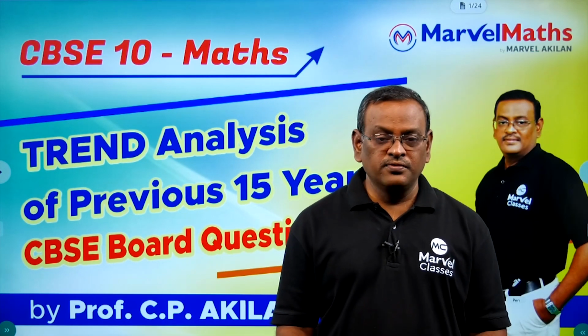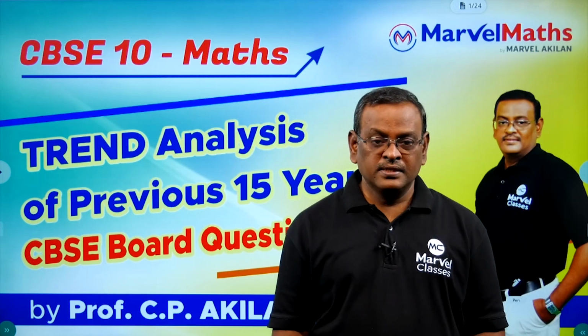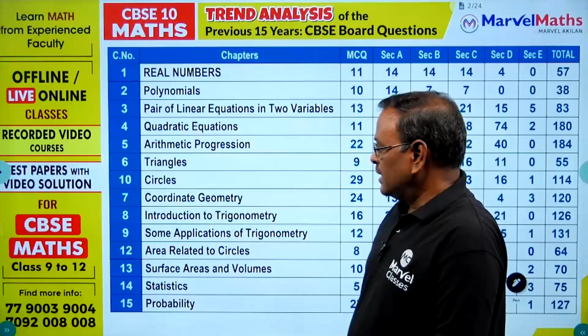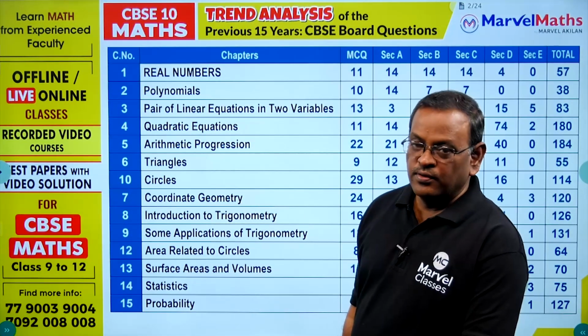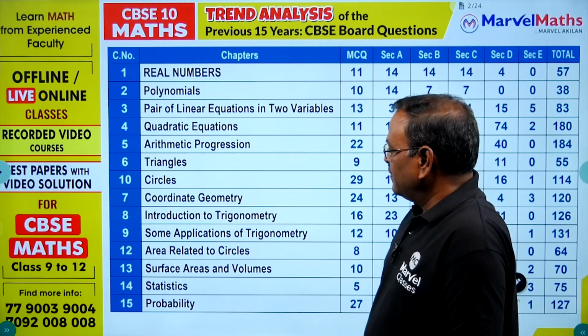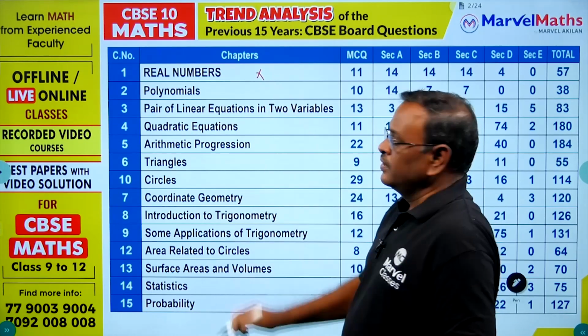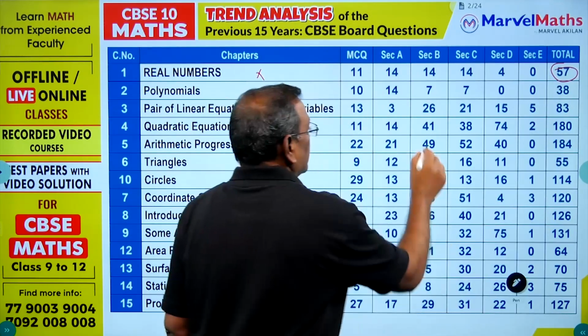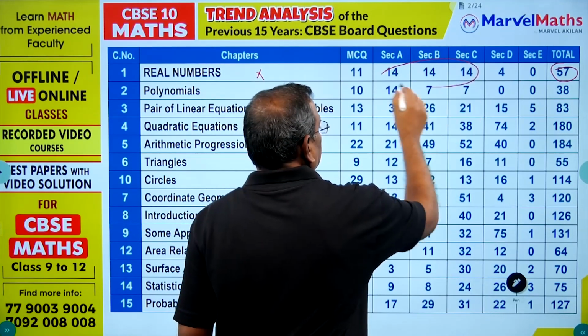This is an exclusive video for 10th standard mathematics: trend analysis of the last 15 years of board questions. In the current academic year 23-24, there are 14 chapters. The first chapter, a separate unit, is Real Numbers. The total number of questions is 57, but you can concentrate on Section A, Section B, Section C.